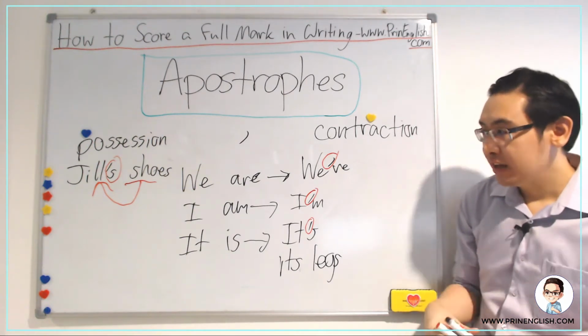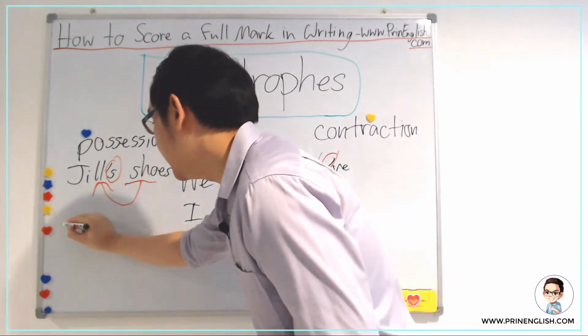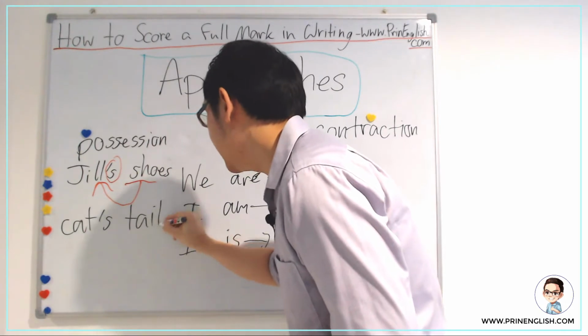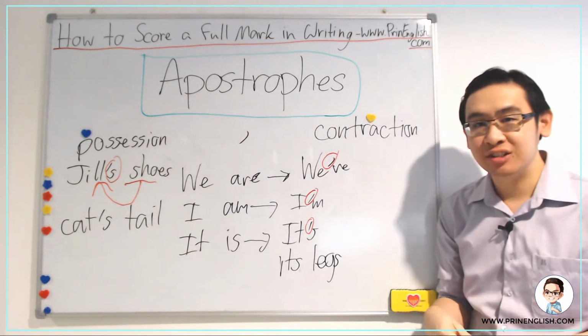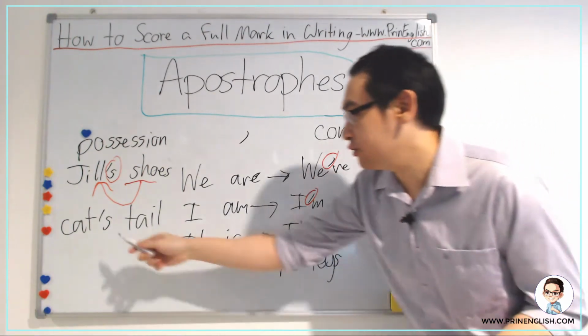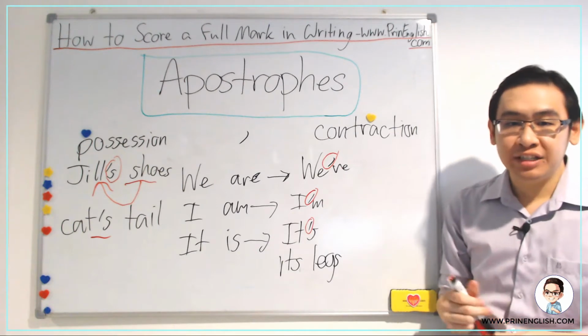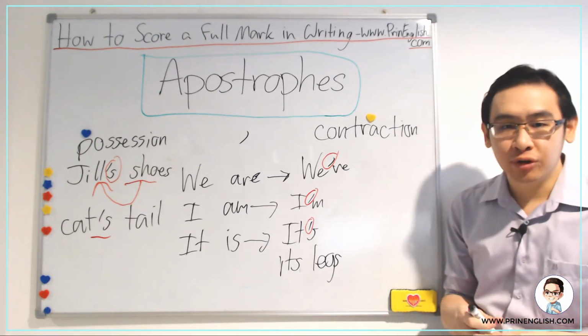Okay, it can be a common noun. It doesn't have to be a name. So maybe like a cat. See, if you write cat's tail, right, cat's tail, so the tail belongs to the cat. We use apostrophe s to show the ownership. Okay, but there is a slight difference when we're talking about a plural noun.